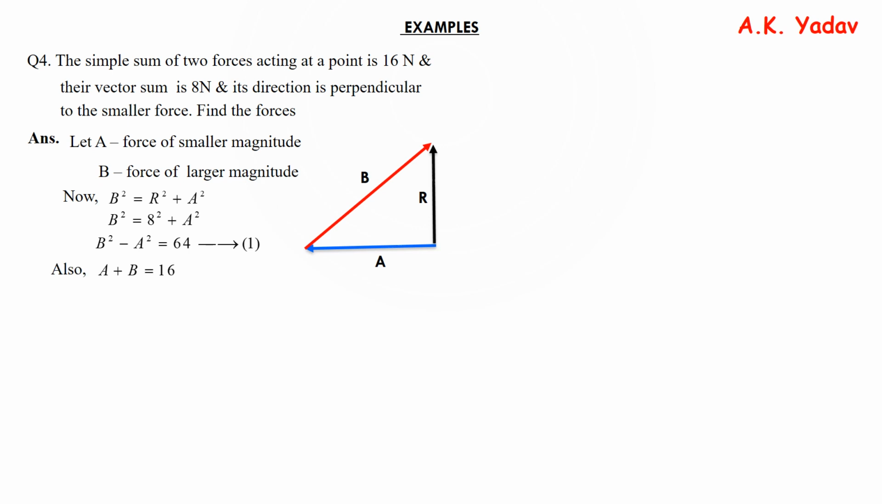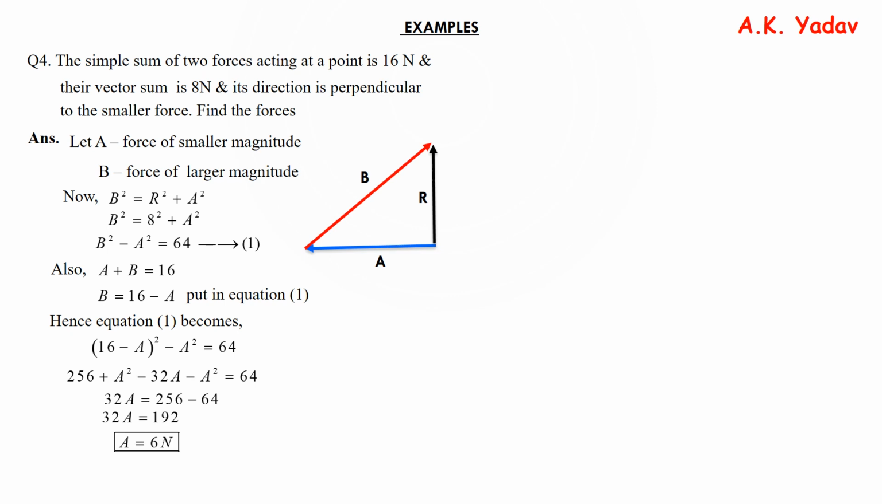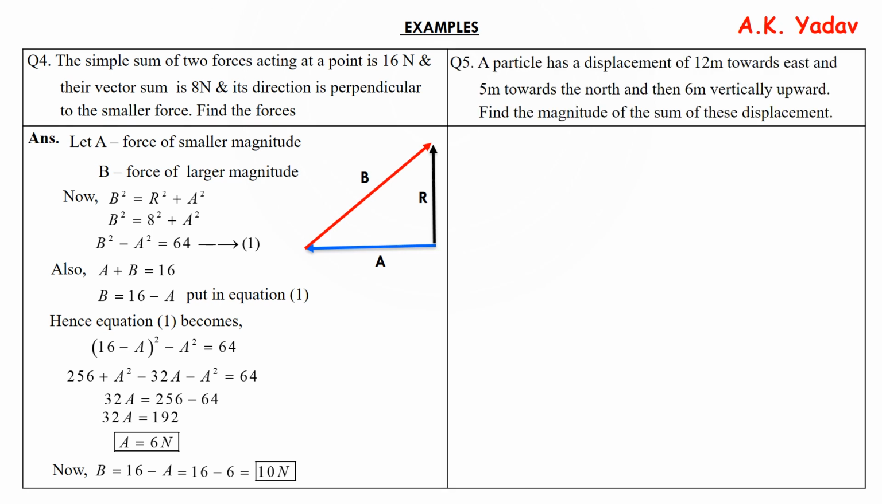In the question itself, it is given A plus B is equal to 16. That means B is equal to 16 minus A. We put it in equation 1 and solve, and what we get is A equals 6 Newtons. So if A is 6, B is definitely 10 Newtons. Let's move to question number 5.